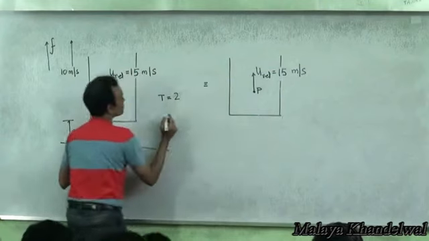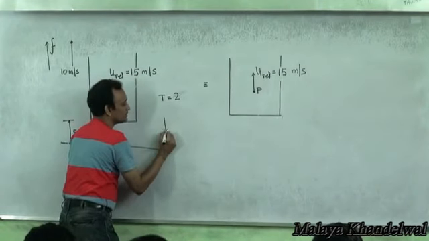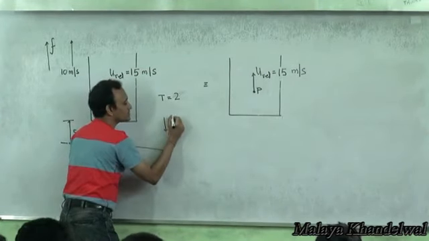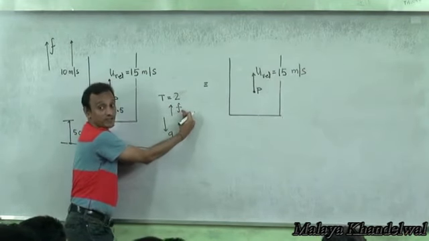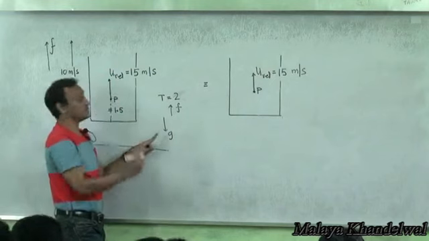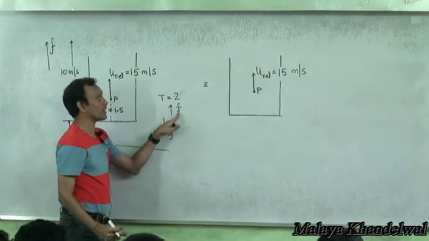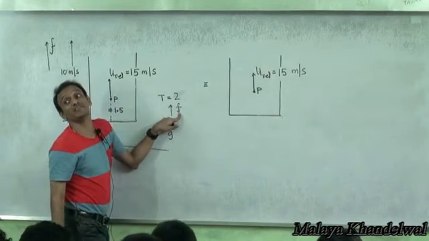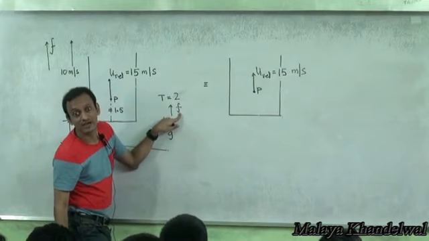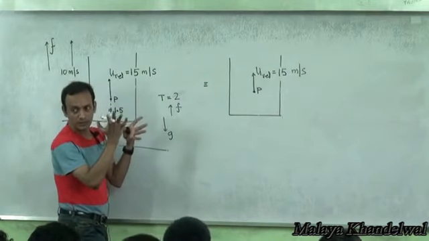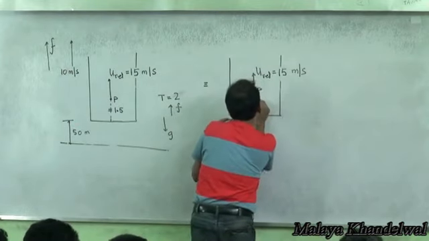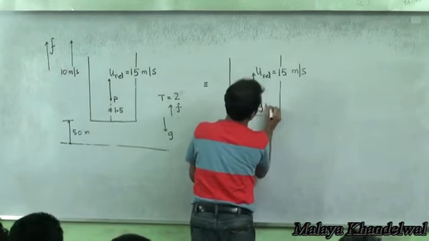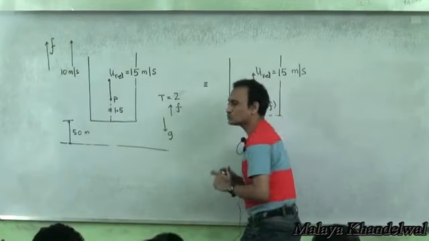The acceleration of the point P with respect to the elevator would be the resultant, G plus F. The acceleration of the point P with respect to the ground minus the acceleration of the elevator with respect to the ground. I'm taking downward positive, upward negative. So it's going to be G plus F downwards.